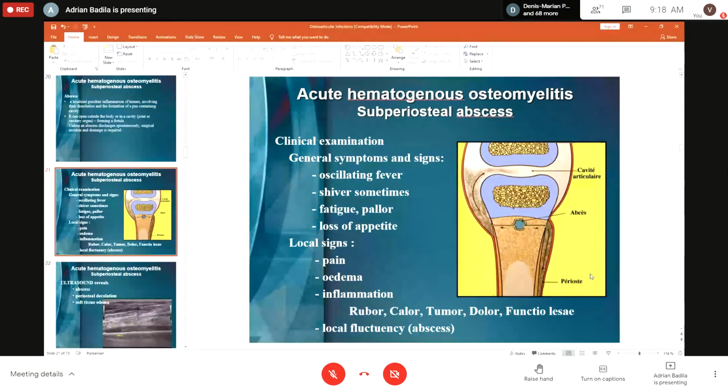In the case of subperiosteal abscess, at the clinical examination, we will have the same general signs and symptoms, like oscillating fever, sometimes shivers, fatigue, pallor, loss of appetite, and so on, and the classical signs of inflammation and infection: rubor, calor, tumor, dolor, and functio laesa. And because we have an abscess, we will palpate also local fluctuance.